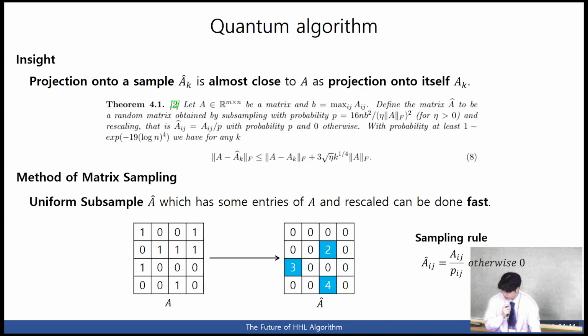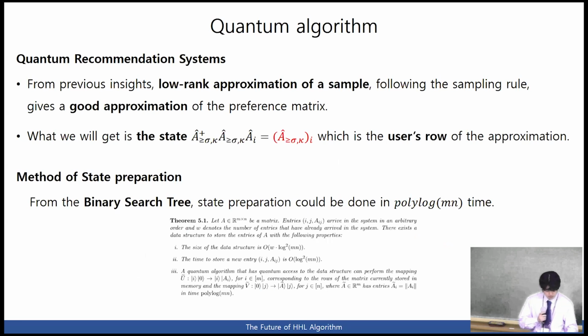The sampling layer enables the fast computation by focusing only on relevant elements. Like you can see the ones over there, we just extract what we need for the approximation and amplify, like the blue color there, following the sampling rule. And by applying low rank approximation and the sampling techniques discussed earlier, we can effectively approximate the preference matrix in recommendation systems. The resulting quantum state corresponds to a row of the sampled matrix representing a user's preference, which enables accurate recommendations.